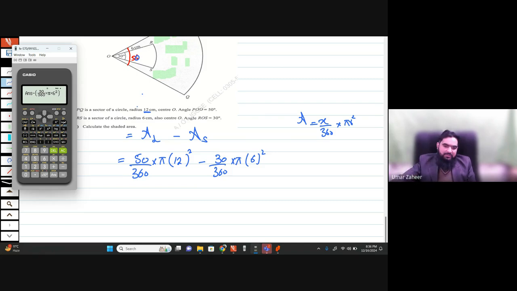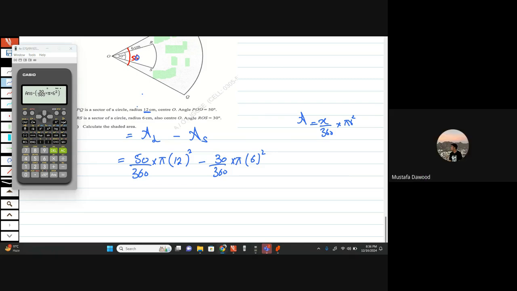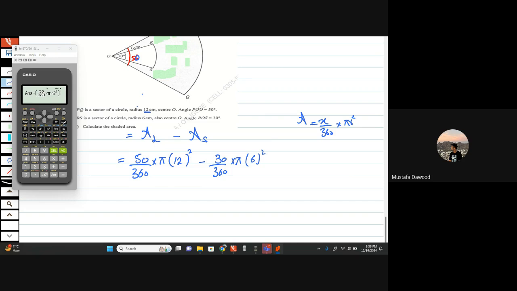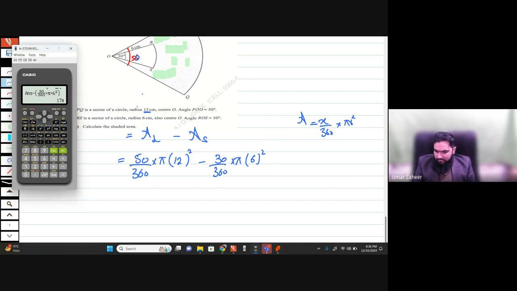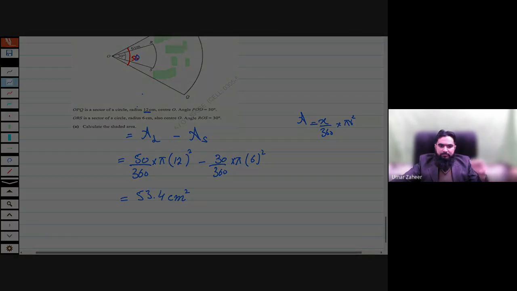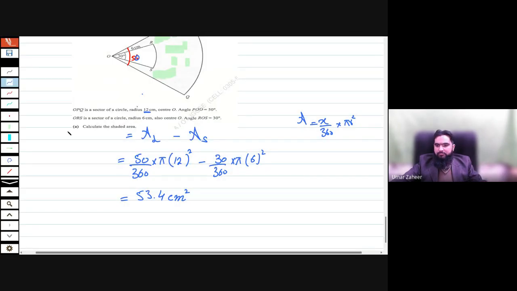Yes, anyone get the answer? Sir, 53.4. And it is all in centimeters, so centimeter square. Yes, everyone, is the A part clear? Yes, sir.